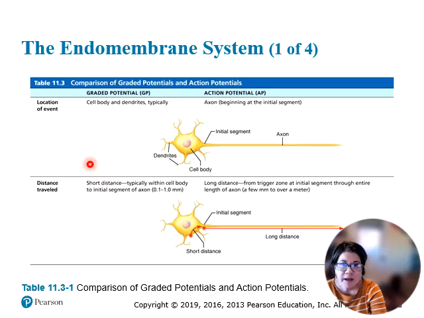Okay, so what do we have here? Location of event, cell body. So there's graded potentials. I'm not sure what this is showing. If it's a short distance versus a long distance, you could have a short distance graded potential and a long distance action potential that'll move down the entire neuron. So remember, the graded potentials are short distance and they fizzle out.